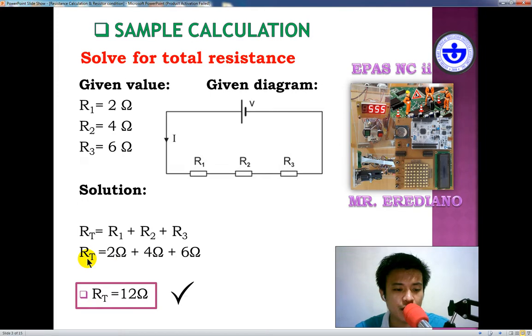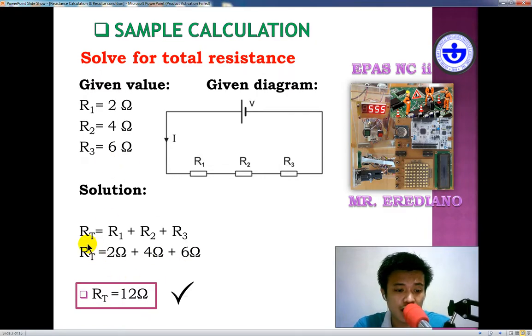So we are going to substitute these values because, based on the given, these are the resistance values of R1, R2, and R3. We change R1 into 2 ohms since that is the given value. So RT equals 2 ohms plus 4 ohms, which is the value of R2, then plus 6 ohms, which is the value of R3.